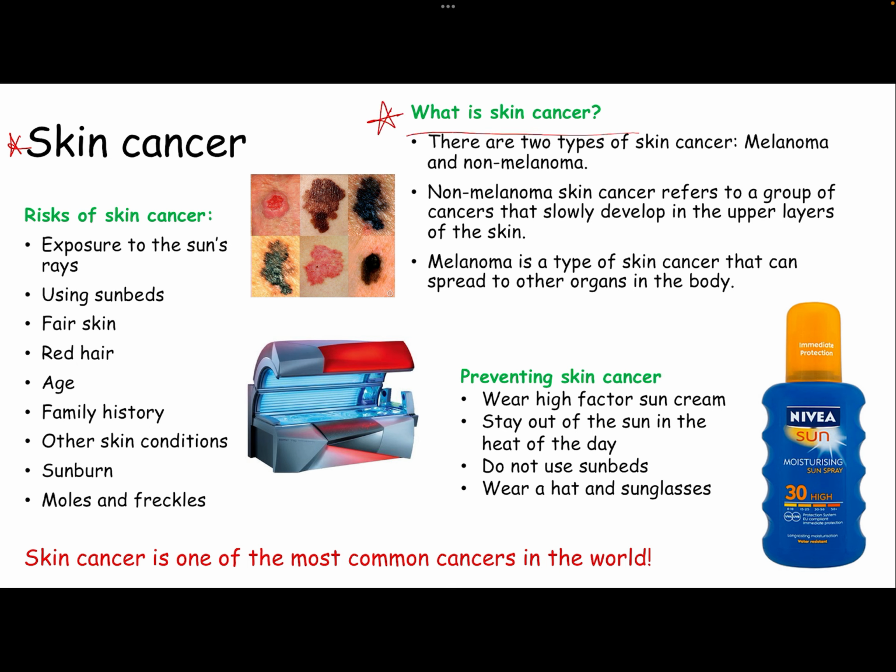What is skin cancer? There are two types of skin cancer. You have melanoma and non-melanoma. Non-melanoma skin cancer refers to a group of cancers that slowly develop in the upper layers of the skin, while melanoma is a type of skin cancer that can spread to other organs in the body. So melanoma is the more dangerous of the two.